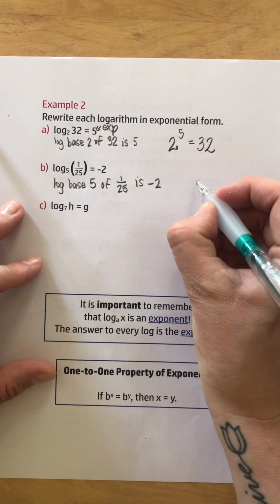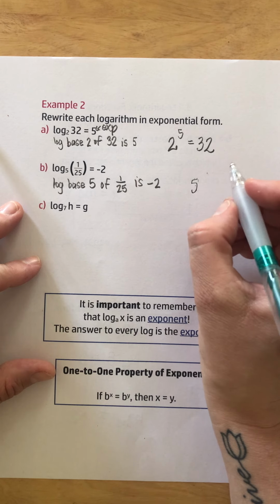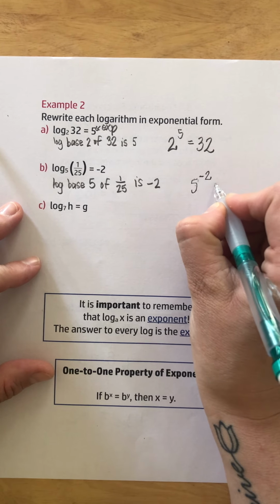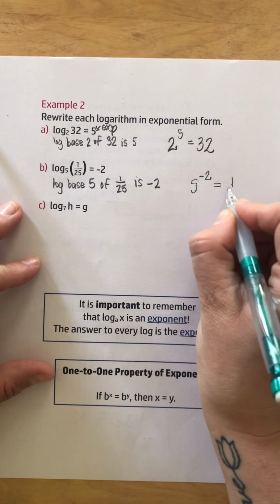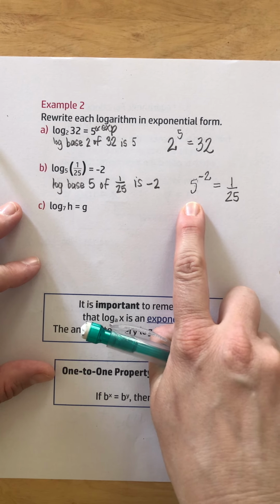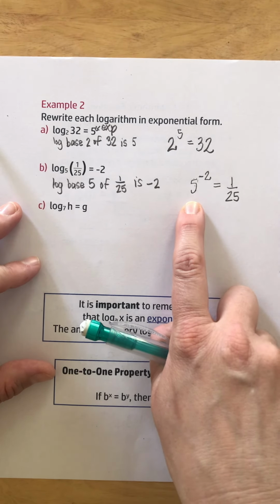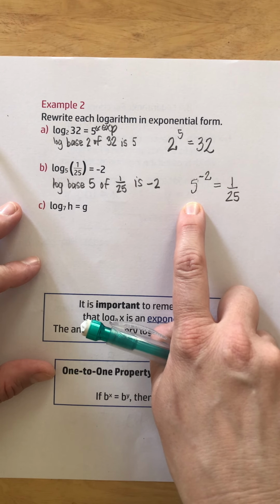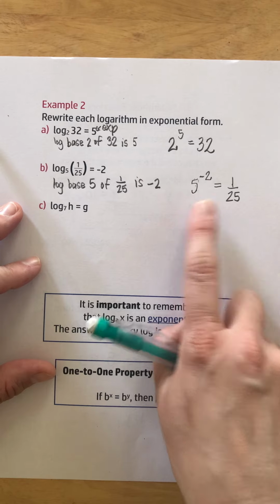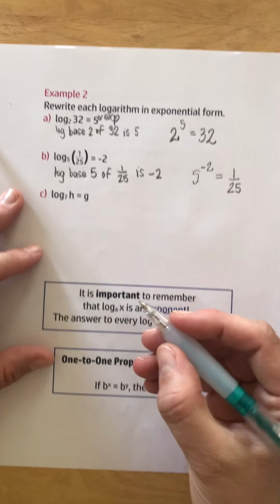So our base is 5. Remember, the exponent is what it is equal to. So the exponent is -2. And we're going to set that equal to 1/25. Again, for this particular one, you can check it. Remember, we learned that a negative exponent doesn't mean that your answer is negative. We would flip that. So we would turn that into 1/5 to the positive 2, which turns into 1/25. So this does check out.